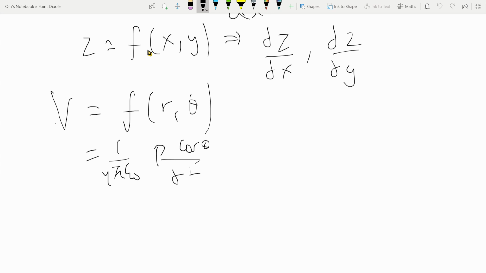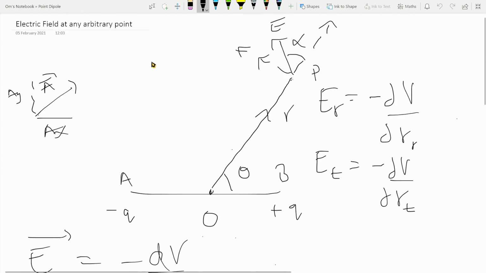So again, since it is dependent on two variables, we cannot simply take the regular derivative. We can't simply say E would be equal to minus dV by dr. We will have to take the partial derivative. But what is the physical meaning of the partial derivative in this case? Well, it becomes clear when you go back to the figure over here. Now in this figure, when I take the partial derivative along the radial direction, what I mean is I'm keeping the angle theta constant and only differentiating along the length of the radius.